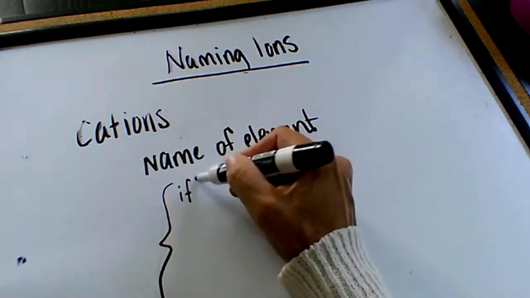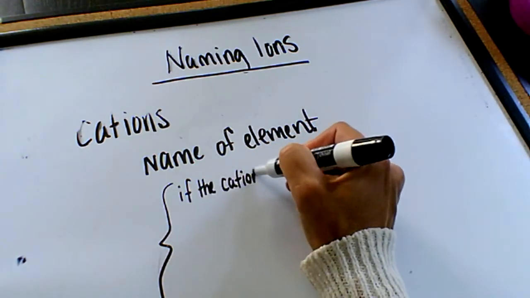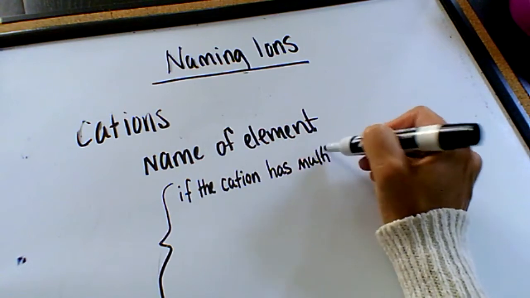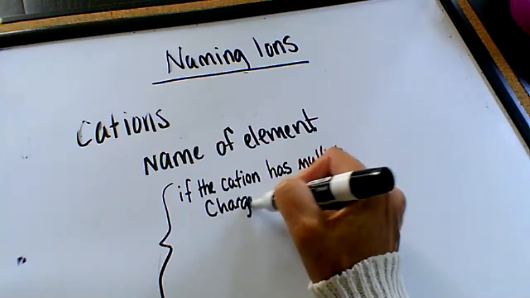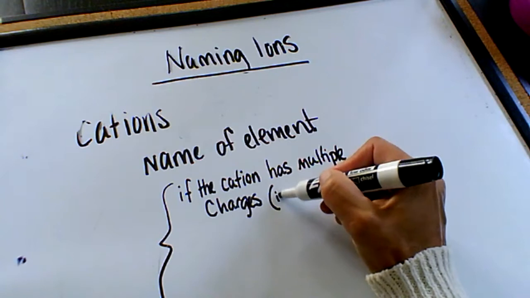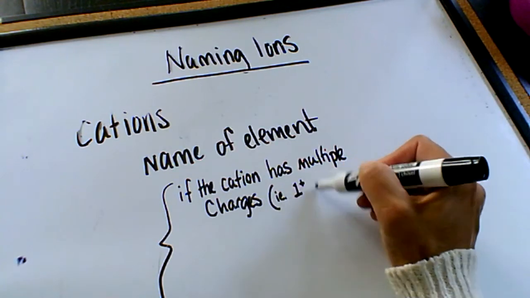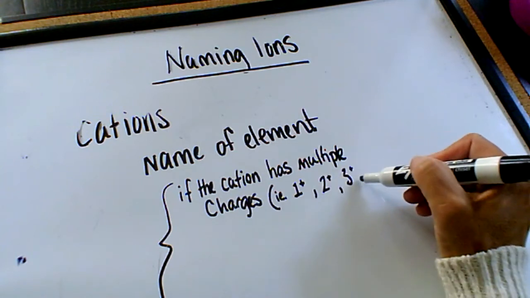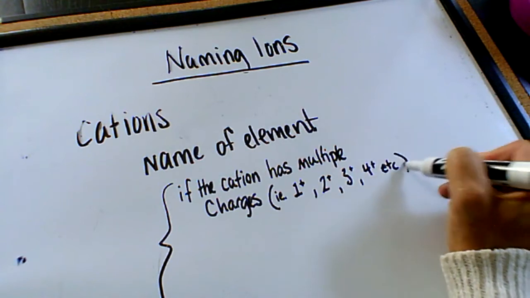if the cation has multiple charges, what do I mean by that? For example, +1, +2, +3, +4, etc. Okay?